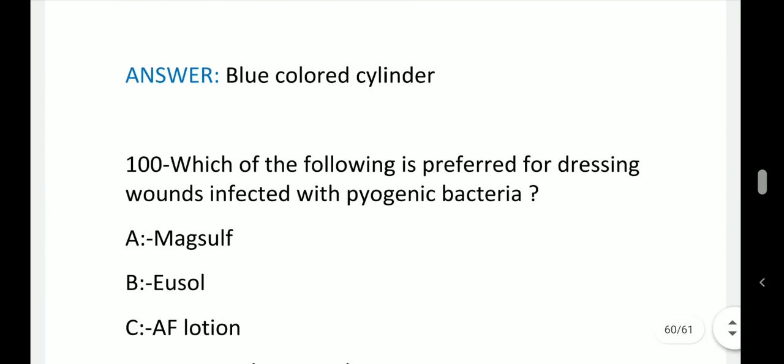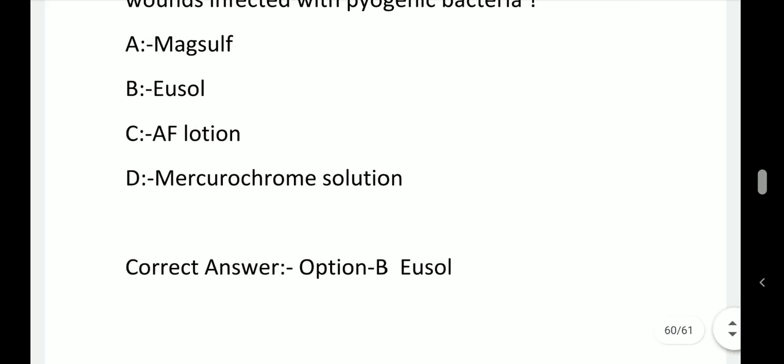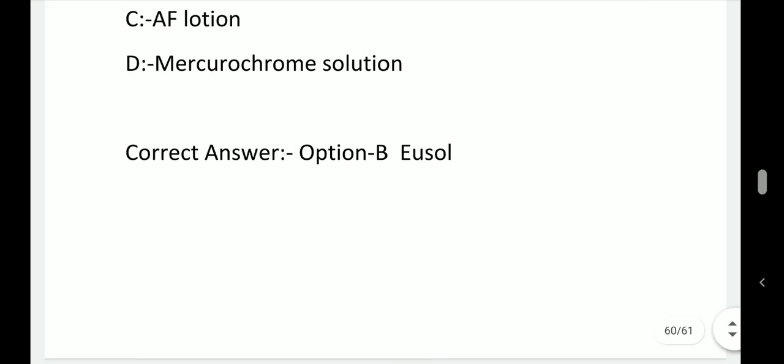Question number 100. That is last question. Which of the following is preferred for dressing wounds infected with pyogenic bacteria? Option A, Maxelf. Option B, Usol. Option C, AF lotion. Option D, mercurochrome solution. Answer is option B, Usol.